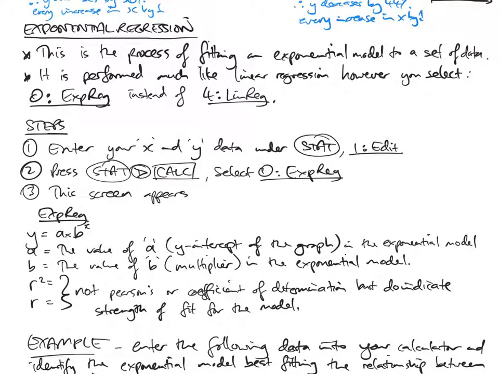Next is the idea of exponential regression. So regression is the process of fitting a model to a set of data. This time, it's the process of fitting an exponential model to a set of data, because so far we've been fitting a linear model to data. It is performed much like a linear regression, but instead you select 0 ExpReg instead of 4 LinReg. So what are the steps? Much like you've done before over and over again, you need to enter your x and y data under stat edit. You need to press stat, go to the right and do the calc tab, and then instead of 4 LinReg, you scroll down further and select 0 ExpReg, which stands for exponential regression, and the following screen appears.